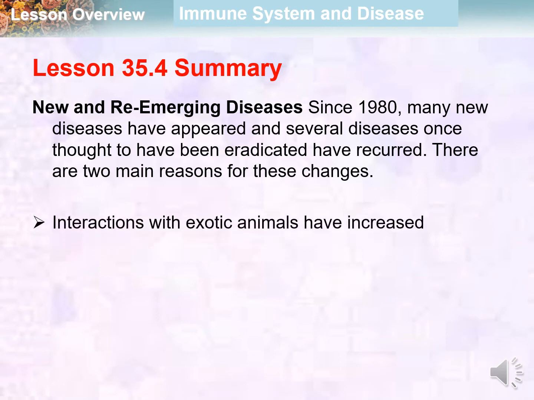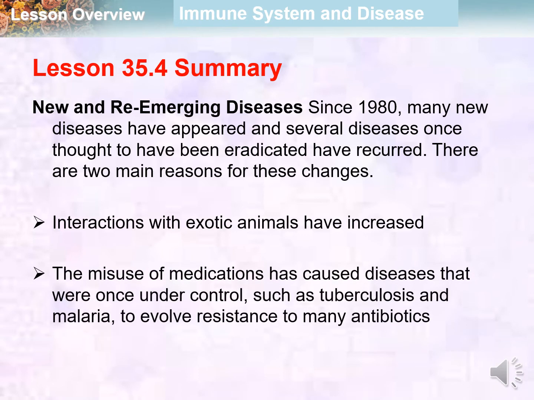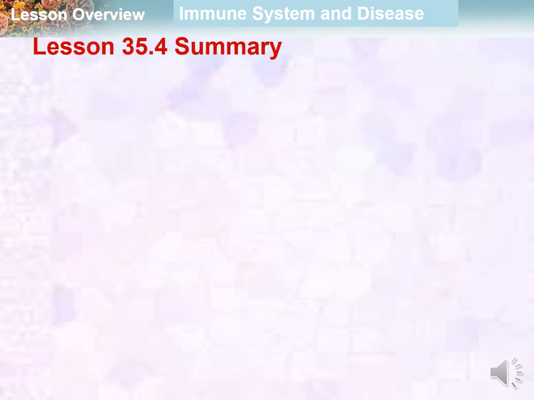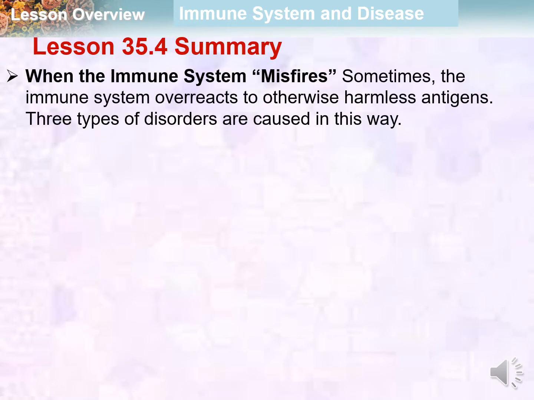Interactions with exotic animals have increased, and the misuse of medications has caused diseases that were once under control, such as tuberculosis and malaria, to evolve resistance to many antibiotics. When the immune system misfires. Sometimes the immune system overreacts to otherwise harmless antigens. These three types of disorders are caused in this way.